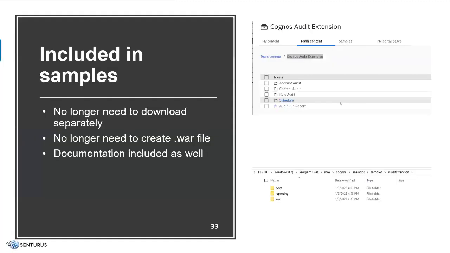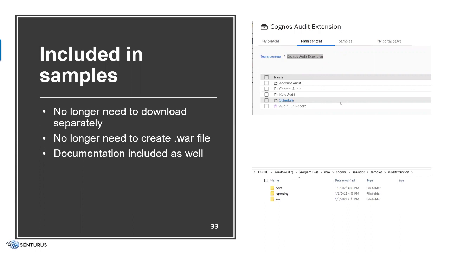It's now included. I put the path here in this bottom right box. So it's installation directory, Program Files, IBM, Cognos Analytics, samples, audit extension. You can see it's got the WAR file, it's got the report in the reporting folder, it's got the deployment package where you can just drop it into your deployment folder and import it. And it's also got documentation in there on how to set it up and how to schedule the audit jobs to go and query that information.